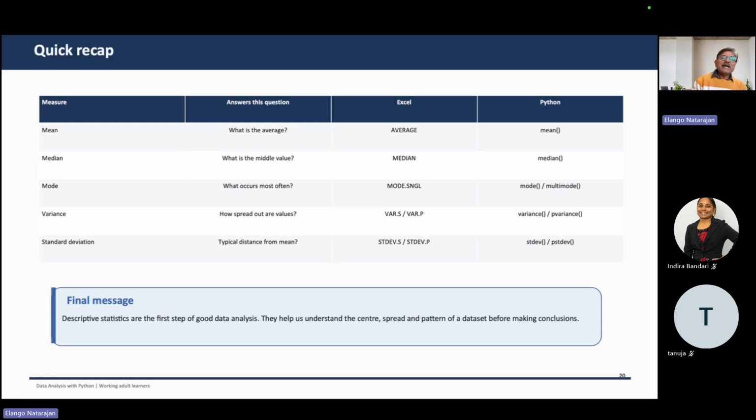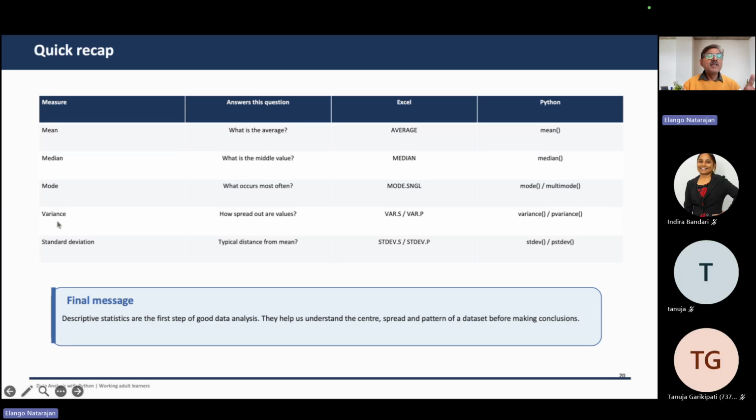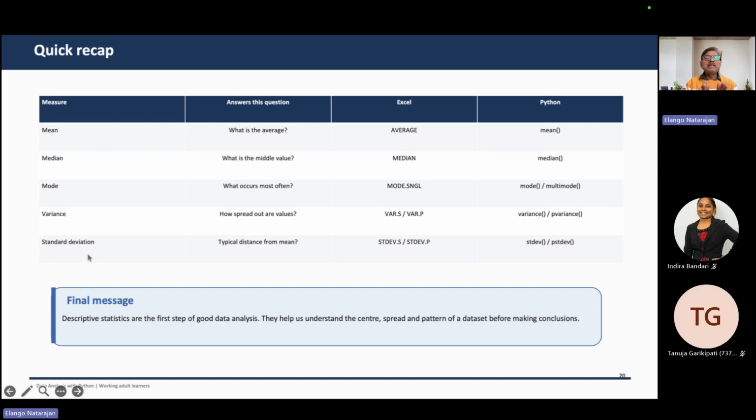Just a quick recap. Mean gives you the average. Median tells you where the mid value is. Mode tells you which value occurs most often. Variance tells you how spread out the values are. Standard deviation gives you the typical distance from the mean, so you are taking a typical distance from the mean for the whole sample data.